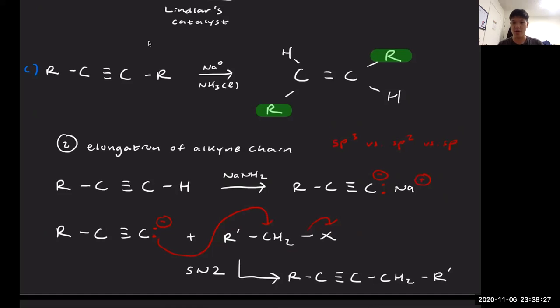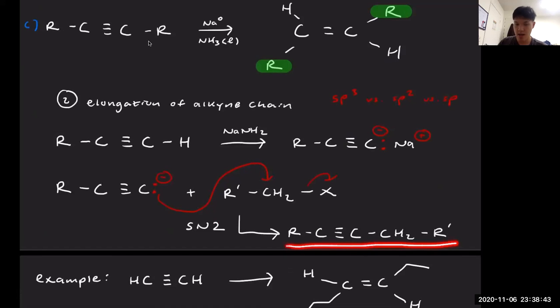And if you know about good leaving groups, you have a strong base, a strong nucleophile, a good electrophile, and a good leaving group. It's going to react in an SN2 fashion. It's going to be one step, and then you're going to elongate the alkyne chain, right?